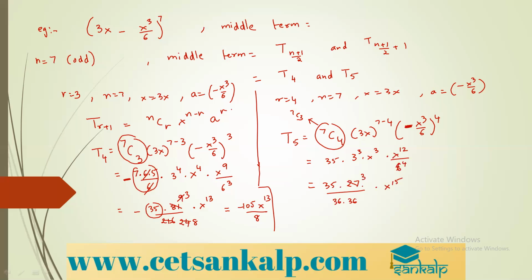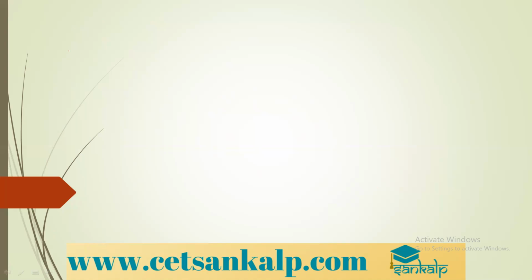So 9 threes, 9 fours. Then 3 ones, 3 twelves. So I have 35/48 x¹⁵. This is another middle term in this given expansion. So we have got two middle terms here. Now I think you are very much perfect with this. You have to practice more and more problems.